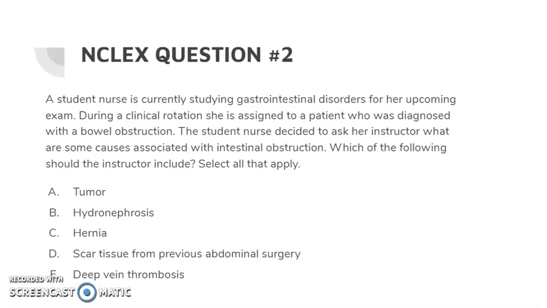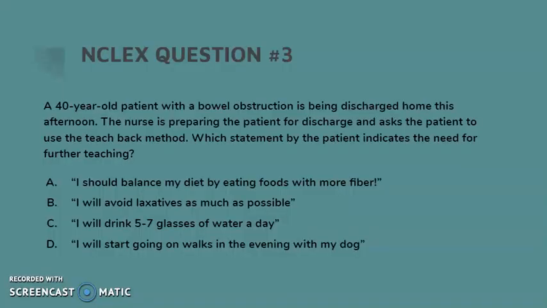A, tumor. B, hydronephrosis. C, hernia. D, scar tissue from previous abdominal surgery. And E, deep vein thrombosis. Go ahead and pause your screen and try to figure out the answer. The answer is going to be A, tumor. C, hernia. And D, scar tissue from previous abdominal surgery. Great job. NCLEX question number 3.